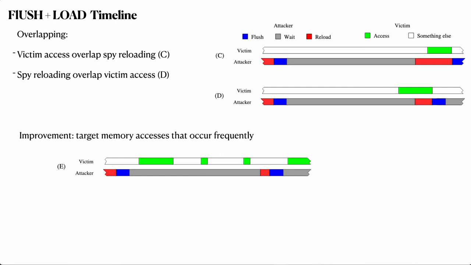To reduce the probability of missing an overlap, one way to improve the resolution of the attack without increasing the error rate is to target memory accesses that occur frequently, such as a loop body. The attack will not be able to discern between separate accesses. For example, figure E shows the likelihood of missing the loop is small.